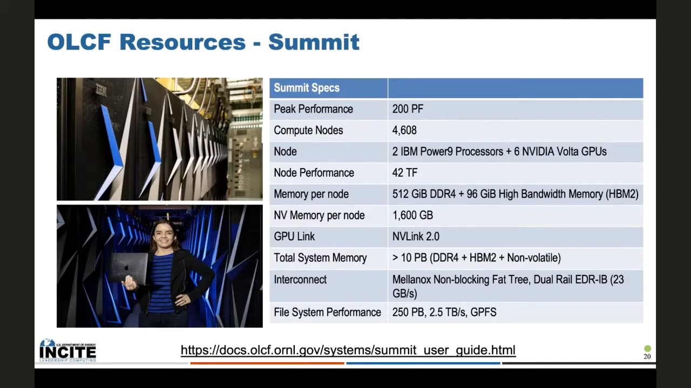The CPUs and GPUs are connected through NVLink 2.0, and the nodes talk to each other through the Mellanox dual-rail InfiniBand interconnect, which is organized in a fat-tree topology. We also have the file system, GPFS, which is 250 petabytes and is mounted to Summit. We also have a very good user guide, so you can read all the details there, and the link is at the bottom of this slide.